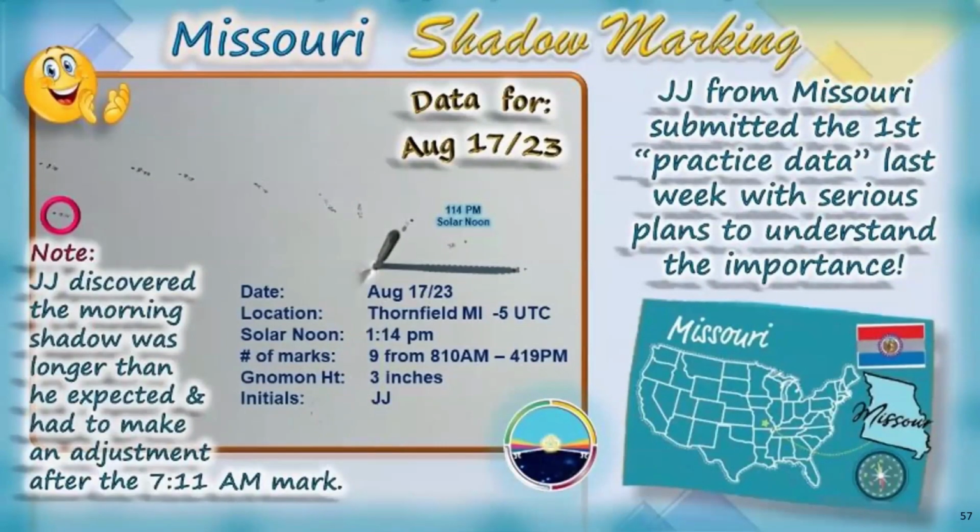Okay, we're back to Missouri. This is August the 17th. This is another person in Missouri that was practicing for the very first time and actually doing some pretty good marking, but they found that their first mark, they actually put it on the board, but it was actually way off the board. So they put it on the board that it was off the board. They had to wait. Their board was too short. They had to wait till the shadow came on the board and then they could find their mark.